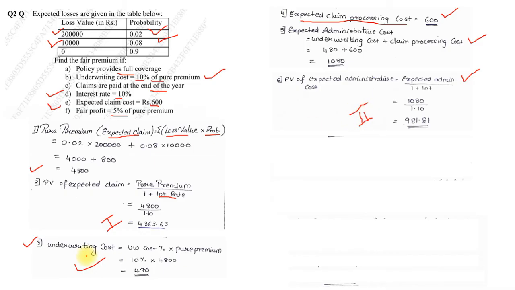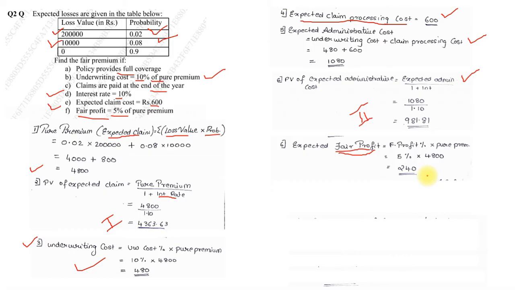First, we got the PV of expected claim. Second, we got the PV of expected administrative cost. Now, the next step, we are approaching the last part basically. The next is find the expected fair profit. The formula is fair profit percent into pure premium. Now, look here, fair profit is given in the question as 5% of pure premium. So 5% of pure premium is 4,800. So 5% of 4,800 comes to 240.